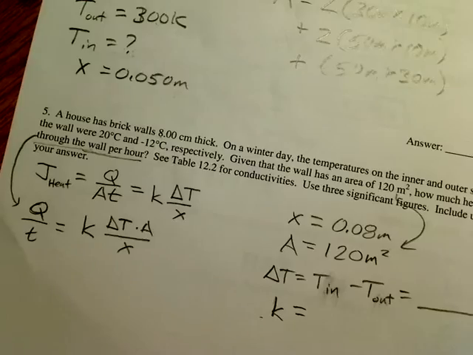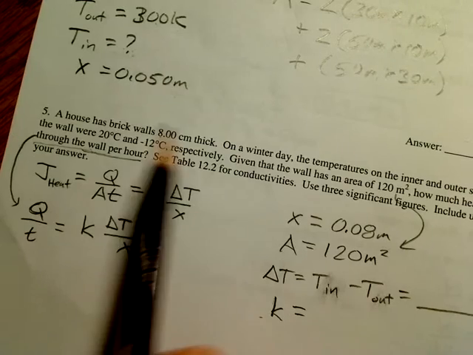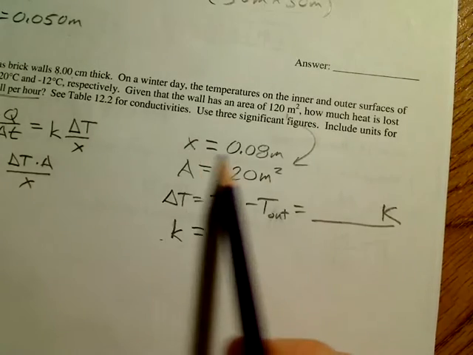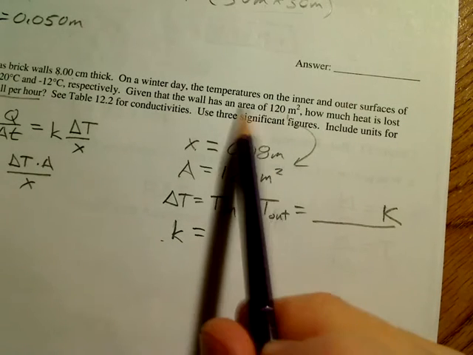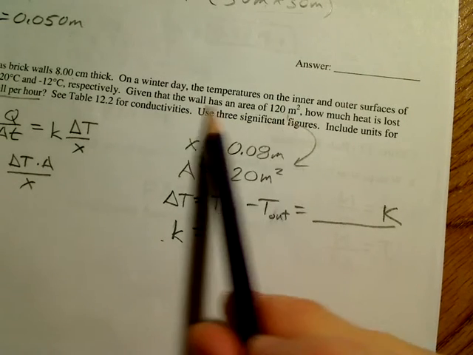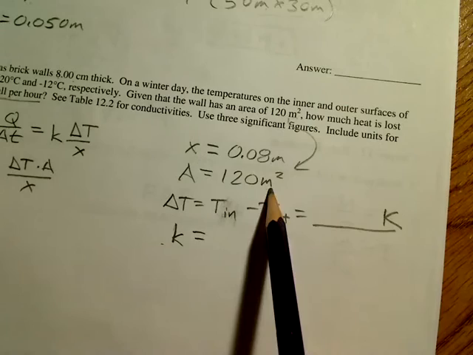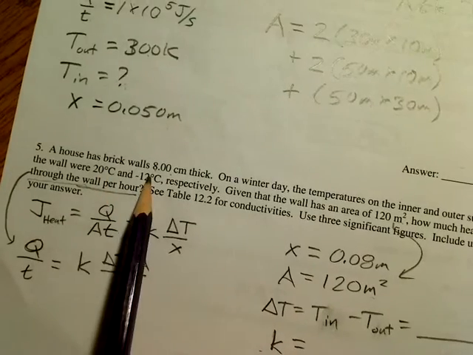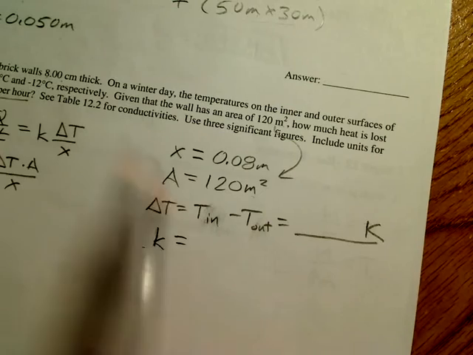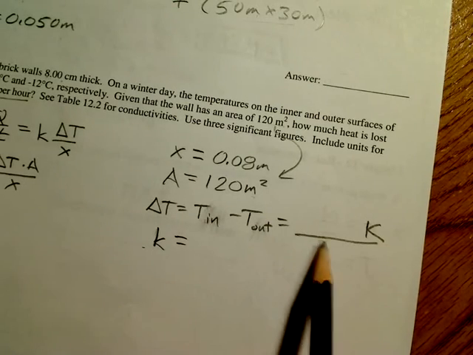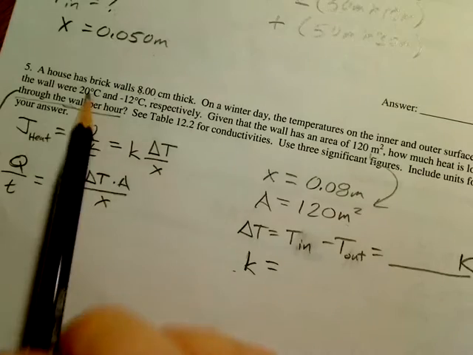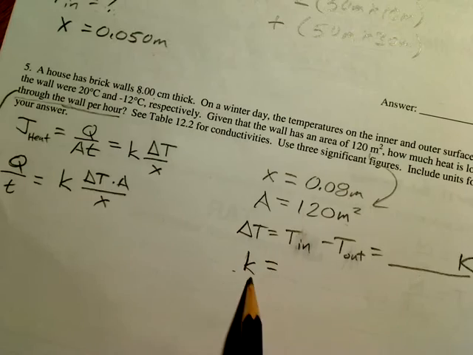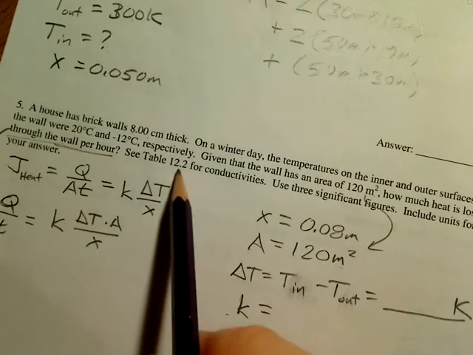Number 5, you have a house with a brick wall thickness of 8 centimeters. That's going to be the thickness through which the heat flows. It also gives you the cross-sectional area through which the heat passes, the wall area, is given here. They give you the temperature of the inside of the house and the outside of the house on a cold day. Converting these over to Kelvin gives us a delta T. Brick has a thermal conductivity that can also be found in table 12.2.